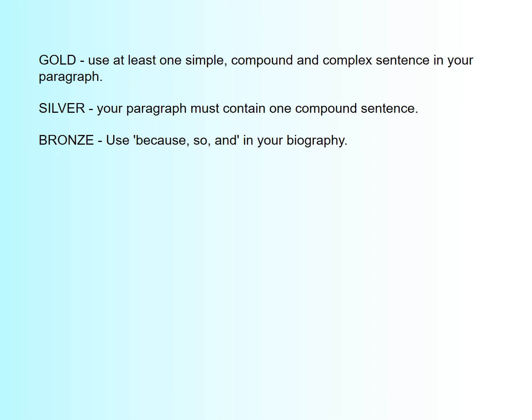So, your task here, gold, silver and bronze. Choose whichever you feel most comfortable with. Whether you are gold, silver or bronze, you need to make sure that you are including all four of those features that we have talked about at the start, and that we've talked about together throughout. So you need to make sure you're writing in chronological order so that all the events of this person's life are in the right time order.